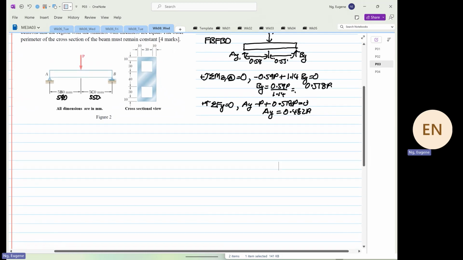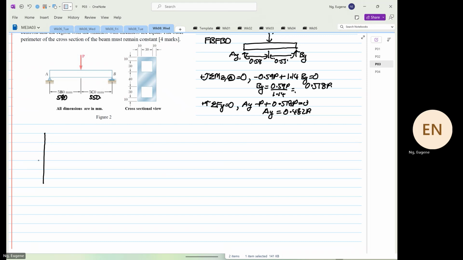Okay. So if we were to sketch our shear force diagram, this is our X, this is our V. Over here this is 0.59, and over here this is 1.14. So we know that it's going to go up, come down, go horizontally, and then go back up. We know for a fact that this value is 0.482P, and over here this is equal to 0.518P, okay?